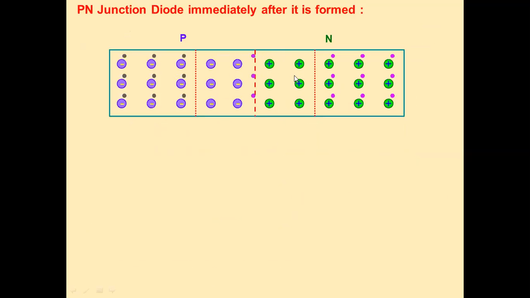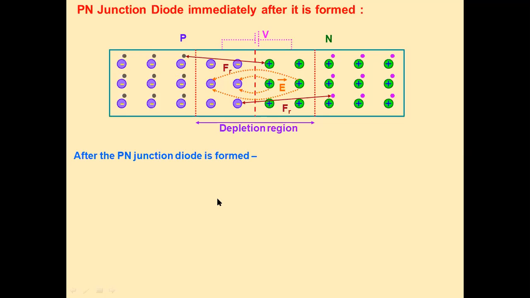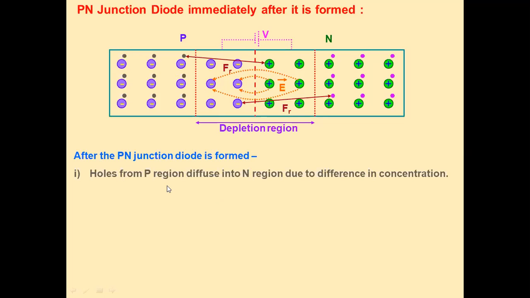Then when a junction is formed, the positive holes from this P type of semiconductor and electrons from the N type of semiconductor diffuse across the junction to the opposite side of the junction. And due to this diffusion, there is a recombination of electrons and holes, and there is a formation of this region, and this region is known as depletion region. Here, what happens actually when the PN junction is formed?